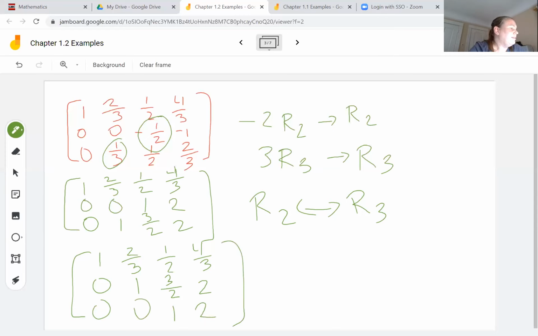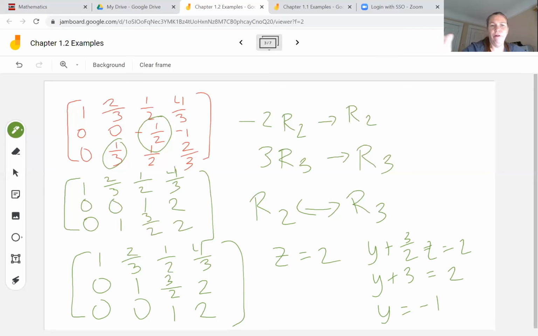So you're thinking about this in terms of a solution. Well, this is just saying z equals 2 from that bottom row. And then if you translate the second row back to an equation, this is saying, okay, y plus 3/2 z equals 2, and since we know that z is 2, we can say, okay, y plus 3 equals 2, so y must be -1. And then we can go back and substitute in for those values, y is -1 and z is 2, in the first equation to solve for x.